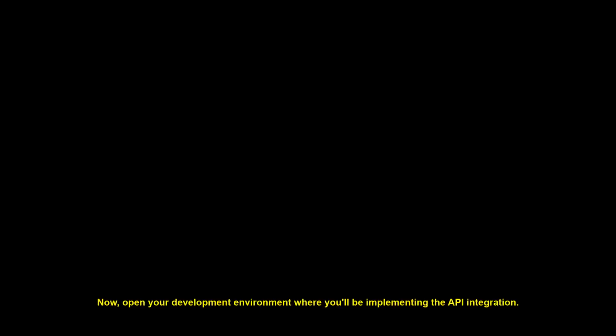Now, open your development environment where you'll be implementing the API integration. In your code, set up a request to the Mailchimp API endpoint. Use the following URL format: https://dc.api.mailchimp.com/3.0/. Replace DC with your data center, which is found at the end of your API key.